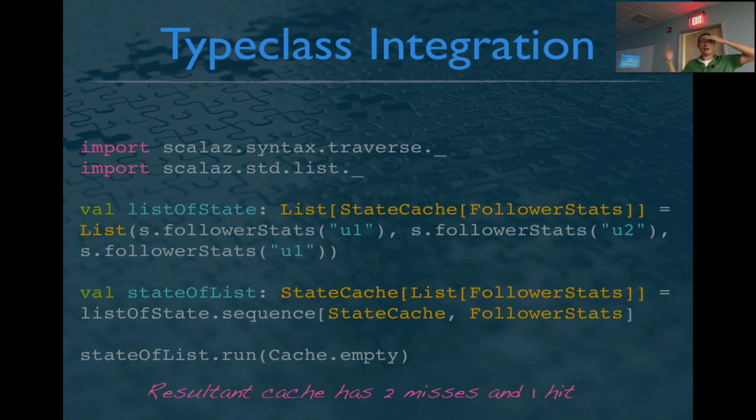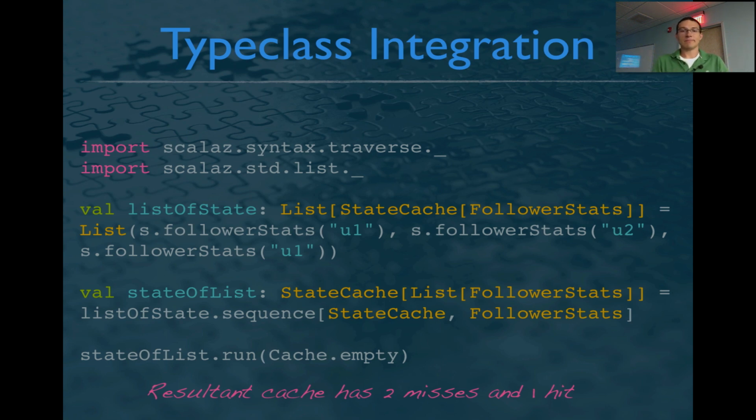So anyway, I've got a list of state cache. I want a state cache of list, is really what I'm saying. I want to combine that list of state caches, combine all those things into a new state, that when I give it a starting cache value, as a result, I get an output cache value and I get a list of my actual follower stats. And that's what sequence does. Remember, we've done sequence before, just inverting the two types.